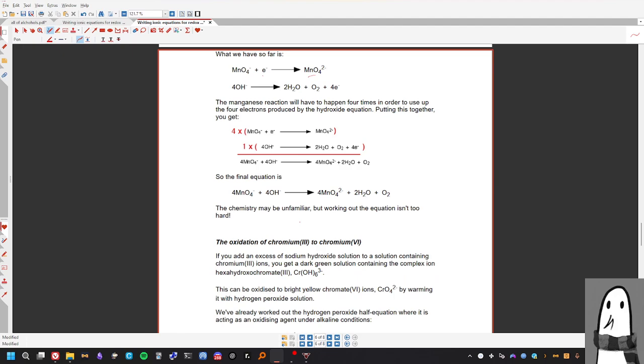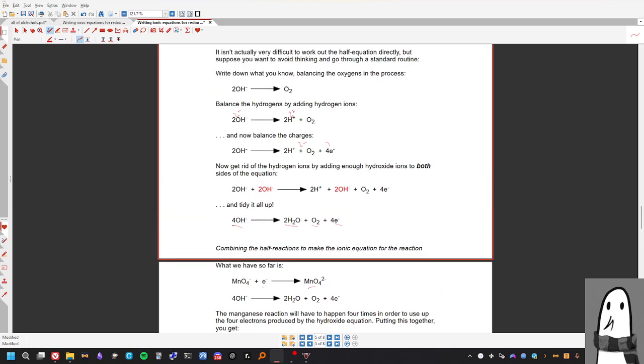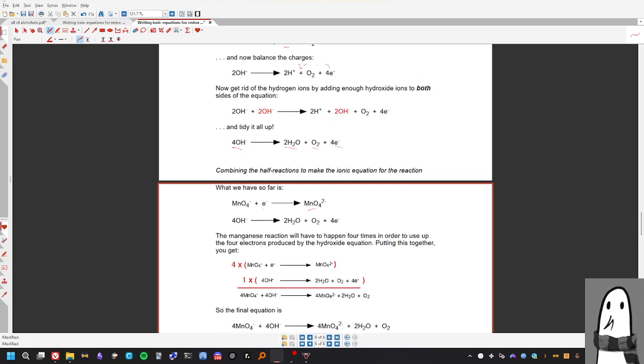And the chemistry may be unfamiliar, but working it out is easy. So again, if you want to balance your OH, this is what's going to have to happen. Of course, it's going to turn into O2 as given in this situation. So you first add in that hydrogen. After you add in that hydrogen, of course, you're not going to add in the oxygen because the oxygens are already balanced. After you add in that hydrogen, you want to then add in the electrons. After adding the electrons, replace the hydrogens with the OH, and you're good to go.